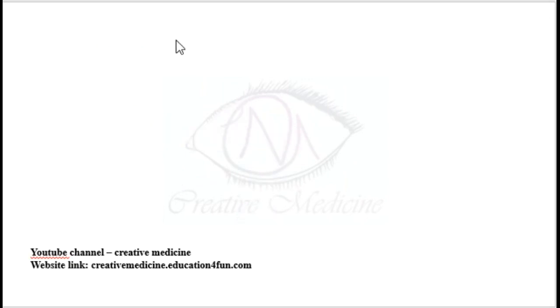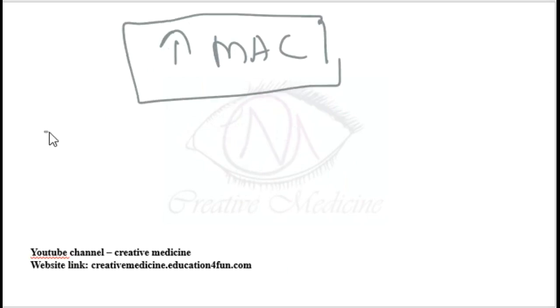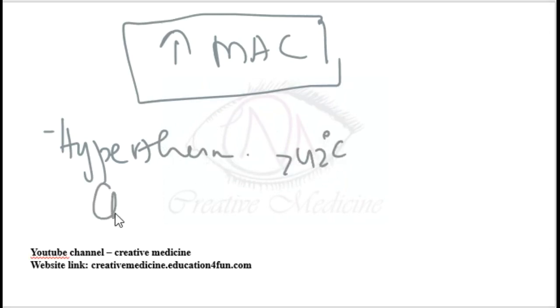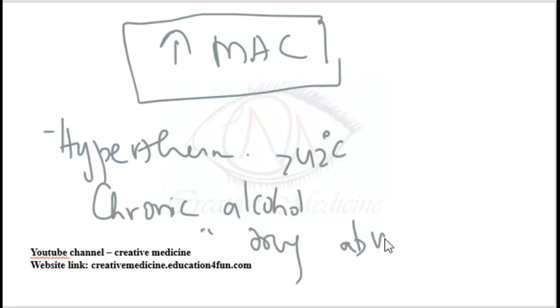Factors increasing minimum alveolar concentration are hyperthermia of more than 42 degrees, chronic alcohol intake, and chronic drug abuse except cocaine, and ephedrine. Barometric pressure, causing the pressure reversal theory of anesthesia, or hypernatremia. So all these factors will increase the minimum alveolar concentration.